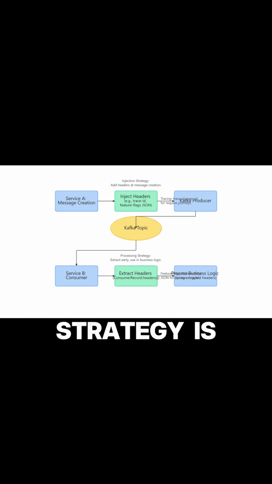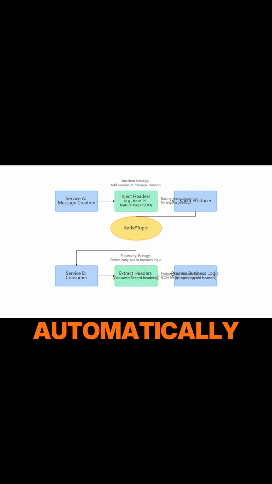The implementation strategy is straightforward. During message creation, services use Kafka's header serializer to inject these headers. Kafka handles their propagation automatically.